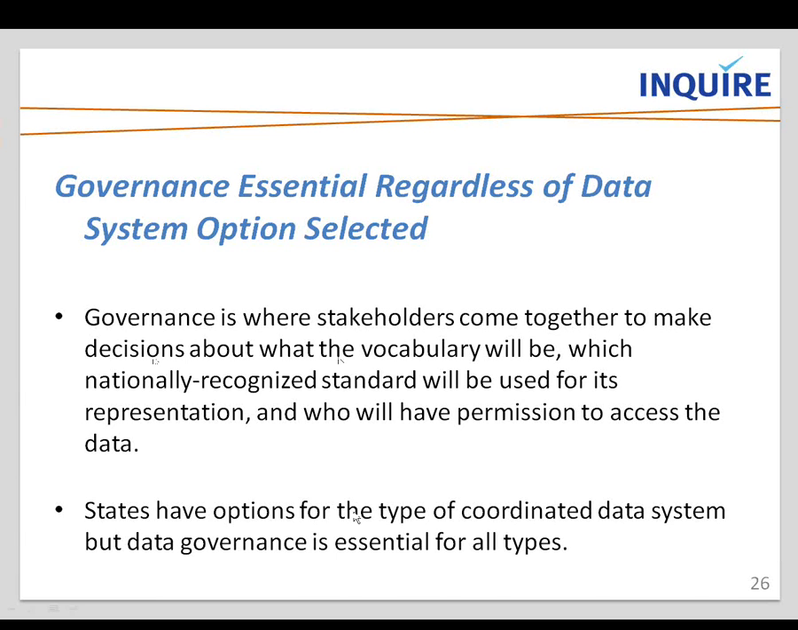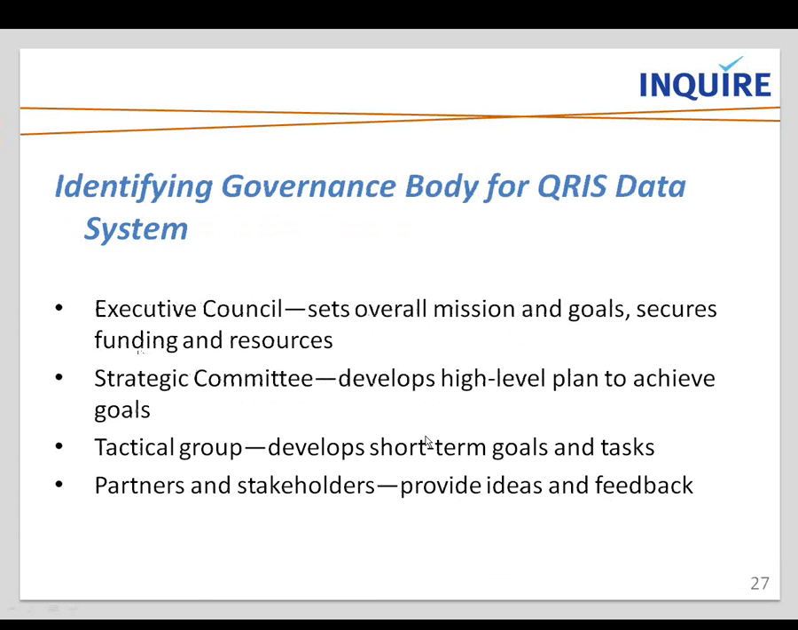So the next slide shows a typical governance structure. It involves multiple components, the highest of which is an executive council that sets the mission and goals, secures funding and other resources. The goals for the data system are the same as those for the shared endeavor. So if you're building a QRIS data system, those goals are not different from building QRIS. They're one and the same. The data system is an essential tool for goal attainment.